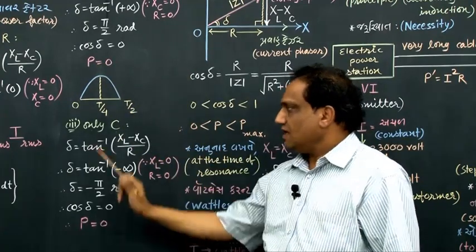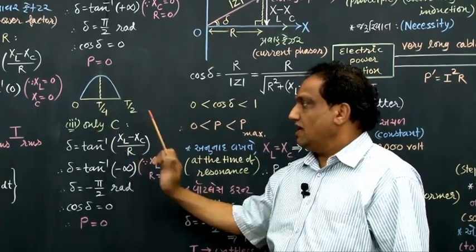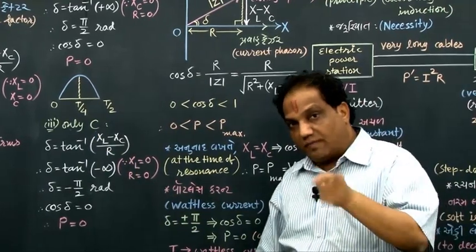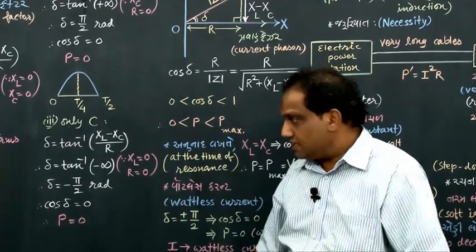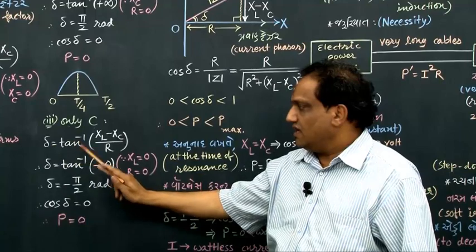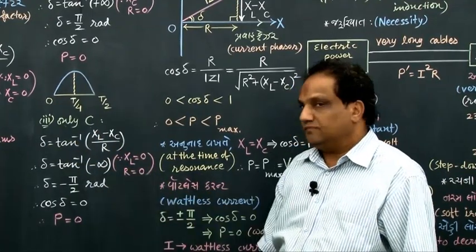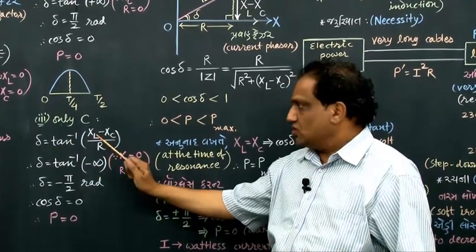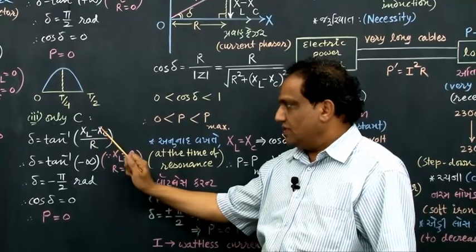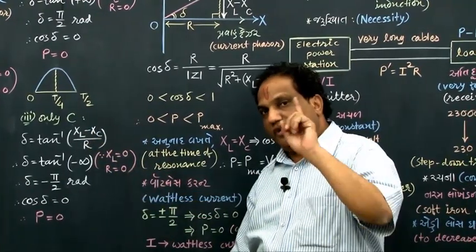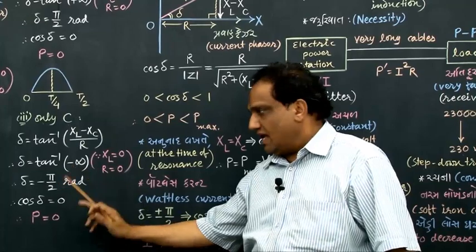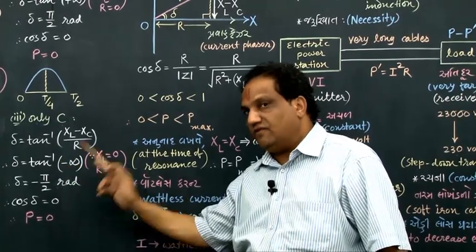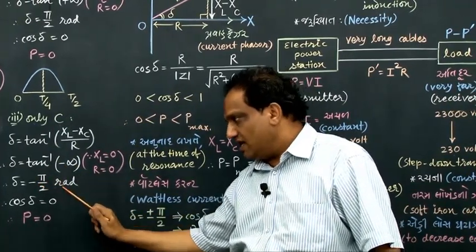Fine. Then we go for only capacitor. If only capacitor is there in the circuit, then you know formula of delta equals tan inverse of (XL minus XC) upon R. Only capacitor is there, so XL and R are 0. Negative number divided by 0 will give you minus infinity, and tan inverse of minus infinity will give you minus pi by 2 radian.